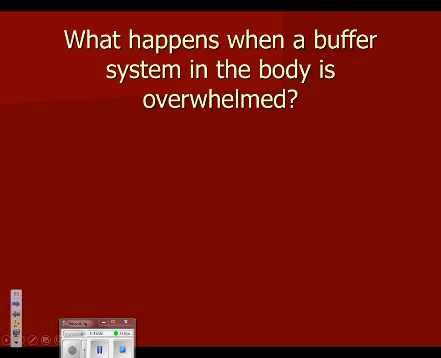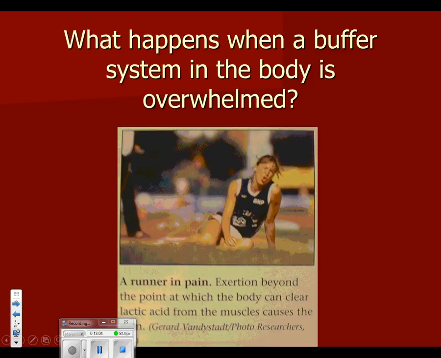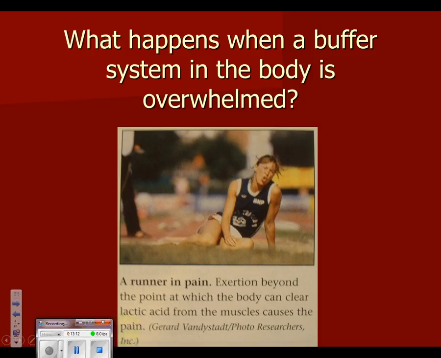What happens when a buffer system in the body is overwhelmed? We get hurt, or we have problems. So a runner that is in pain, exertion beyond the point at which the body can clear the lactic acid from the muscles causes pain. Okay?